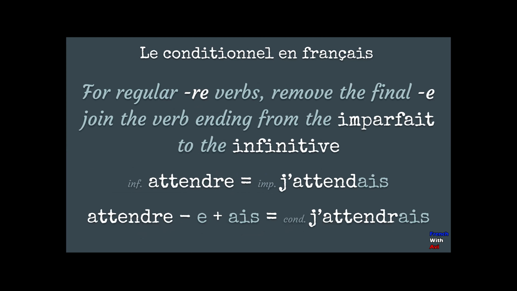For regular RE verbs, remove the final E, join the verb ending from the imparfait to the infinitive. With the infinitive attendre, in the imparfait first person singular, j'attendais, we take attendre, remove the E and add AIS to render the conditional j'attendrais.